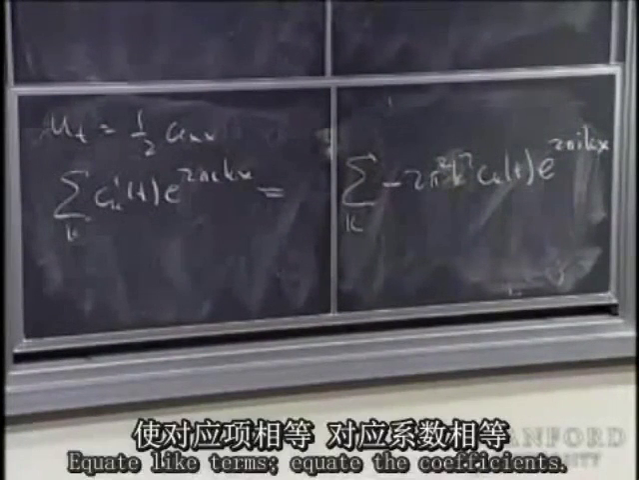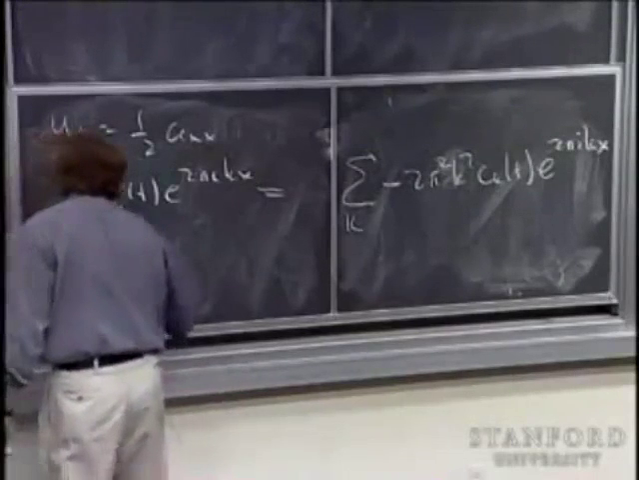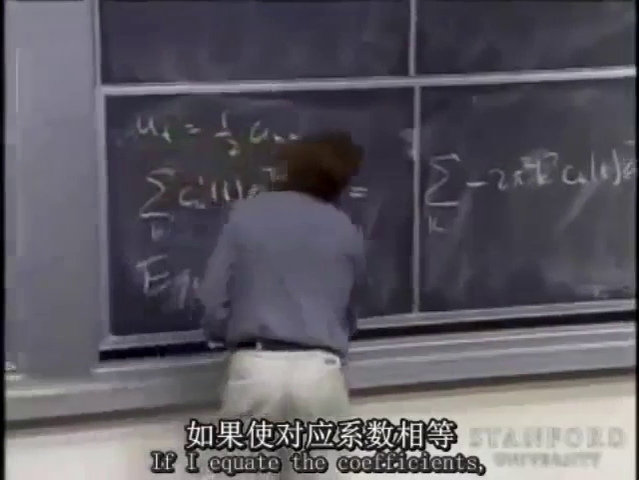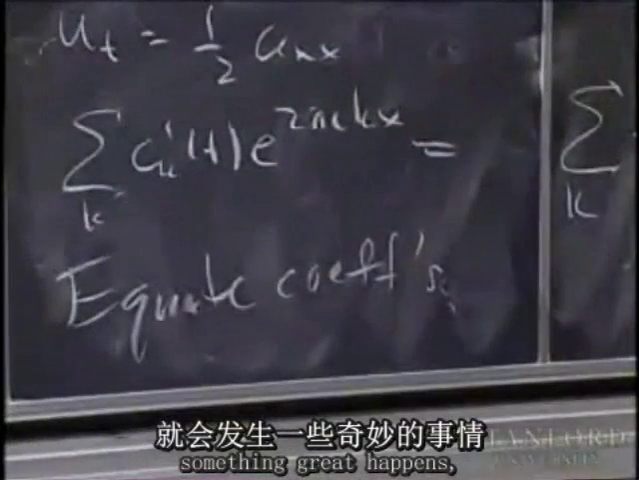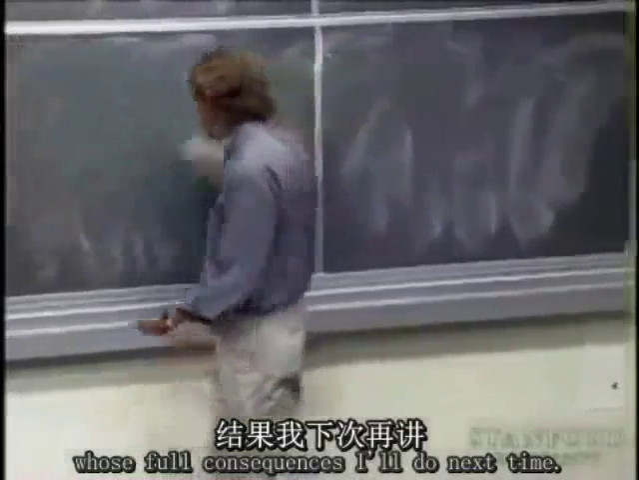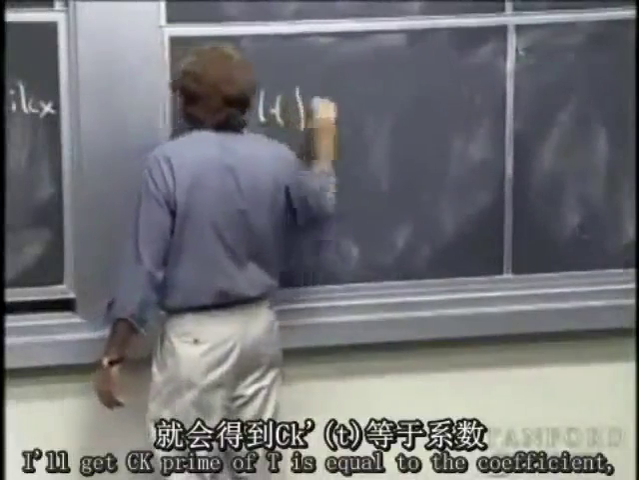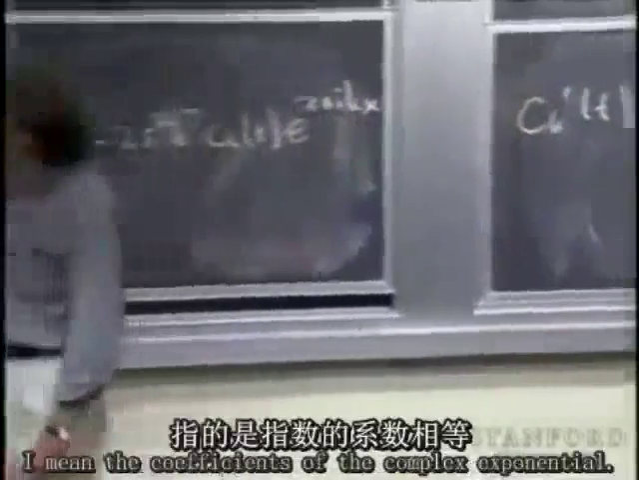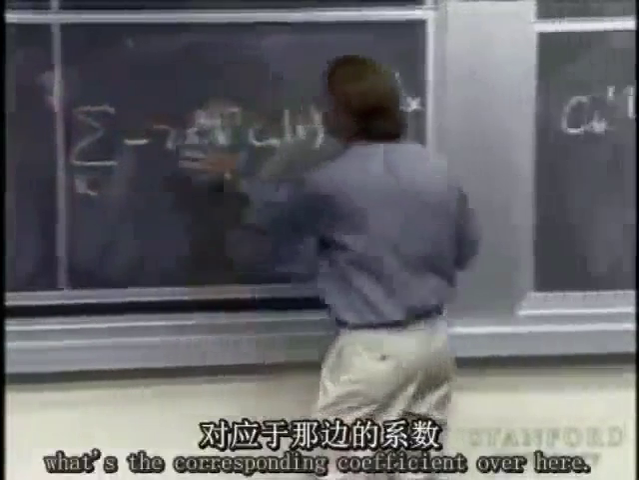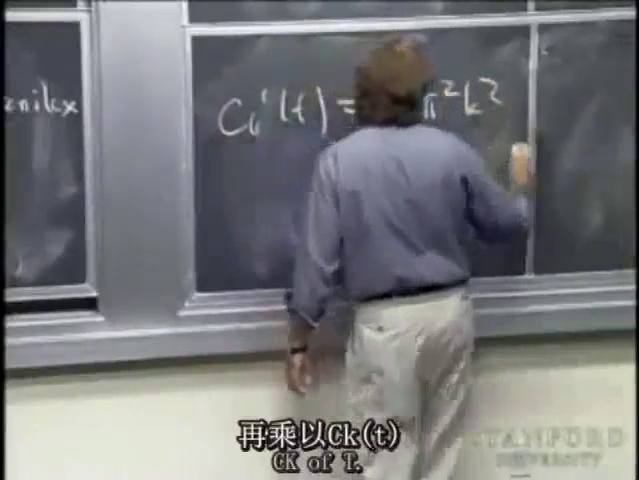Now what do you do? You equate like terms. Equate the coefficients. If I equate the coefficients, something great happens, whose full consequences I'll do next time. If I equate the coefficients, I get c_k prime of t equal to the coefficient. When I say equate coefficients, I mean the coefficients of the complex exponential, c_k prime e to the 2 pi i kx. What's the corresponding coefficient over here? It's minus 2 pi squared k squared c_k of t.